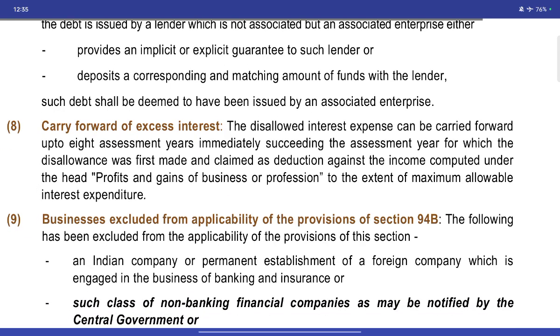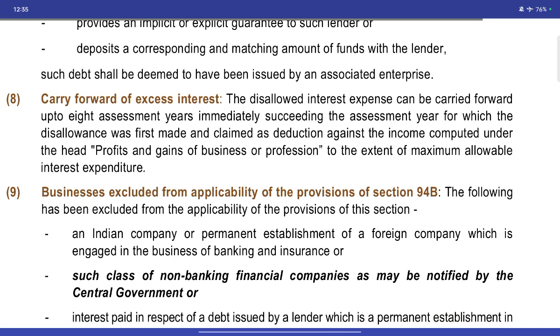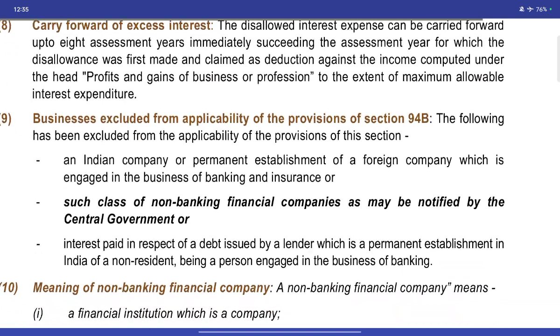Carry forward of excess interest. The disallowed interest expenses can be carried forward up to 8 assessment years immediately succeeding the assessment year for which the disallowance is first made, and can be claimed as a deduction against the income computed under the head profits and gains of business or profession, to the extent of the maximum allowed interest expenditure.